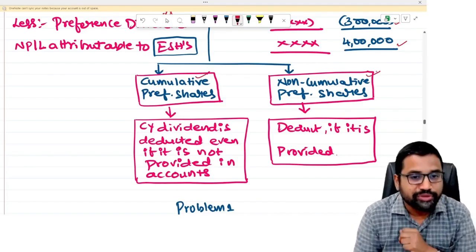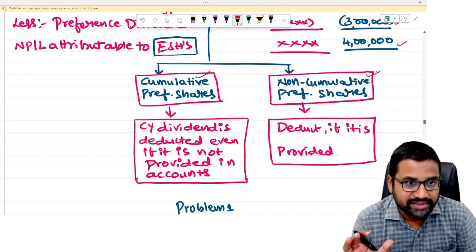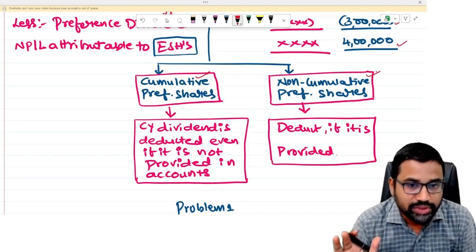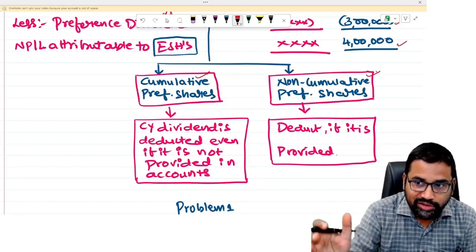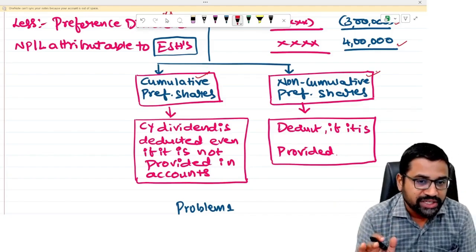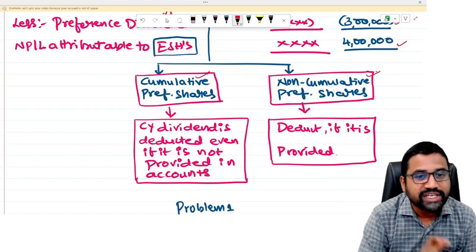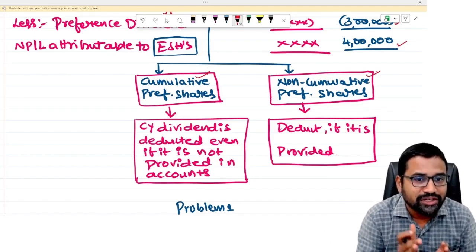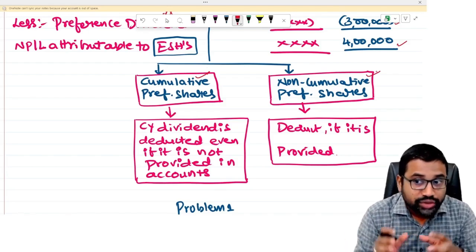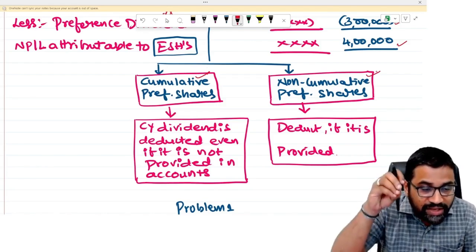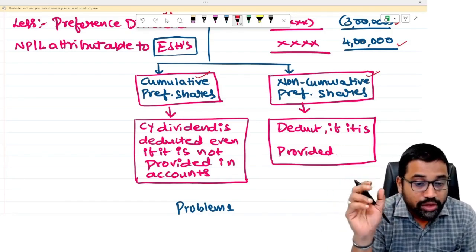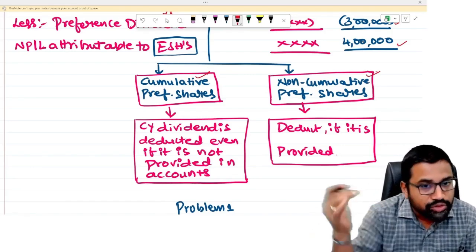Now see, when you take the preference dividend, you have to be very careful: cumulative preference shares and non-cumulative preference shares. If the preference shares are cumulative preference shares, then the current year dividend is deducted even if it is not provided in the books. Whether they have provided it or not, you have to consider the current year dividend. In case of non-cumulative preference shares, you reduce preference dividend only if it is provided in the question, because we know the nature of cumulative and non-cumulative preference shares. Cumulative preference shares means generally the dividend will keep on accumulating, right? So even if it is not provided in the books, you have to reduce the current year dividend. In case of non-cumulative preference shares, ignore. Only if the dividend is given, then you reduce, otherwise ignore.